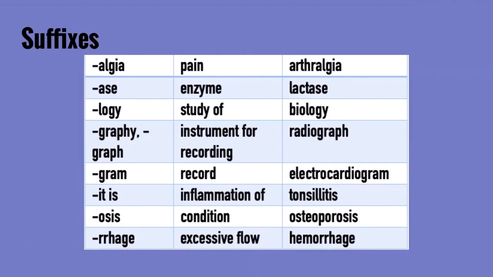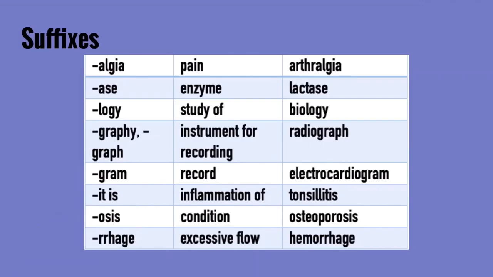So biology is going to be the study of life. Graphy or graph is an instrument for recording, so a radiograph. Gram means to record, so electrocardiogram. Itis is inflammation of, so tonsillitis. I remember when we said arthritis again, it's inflammation of the joint.